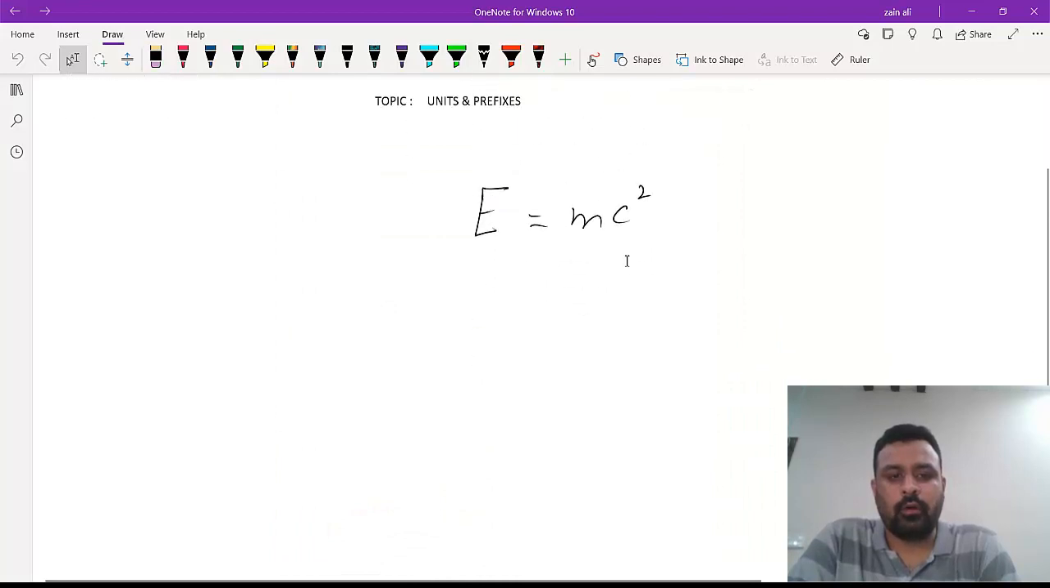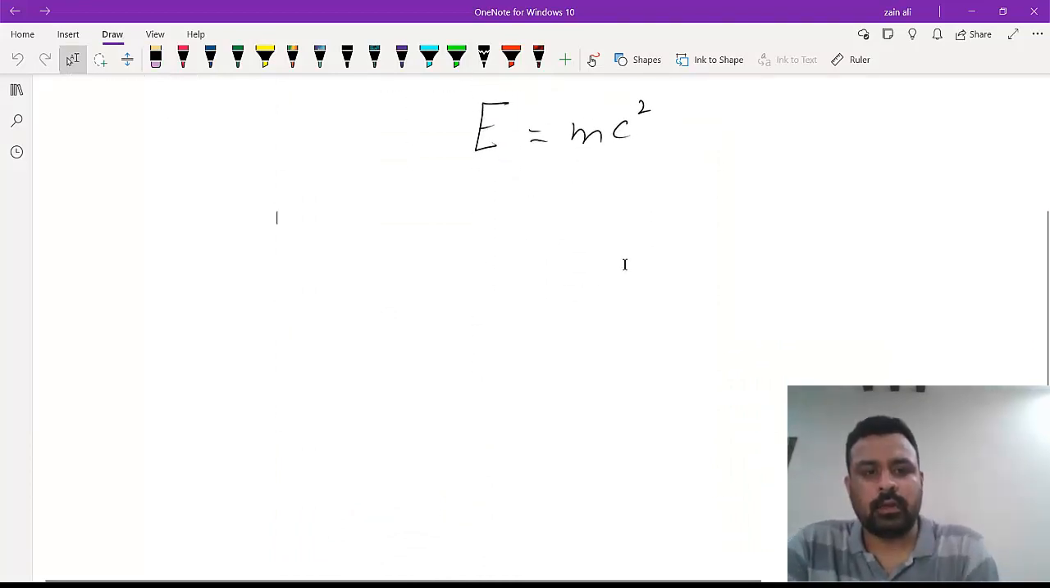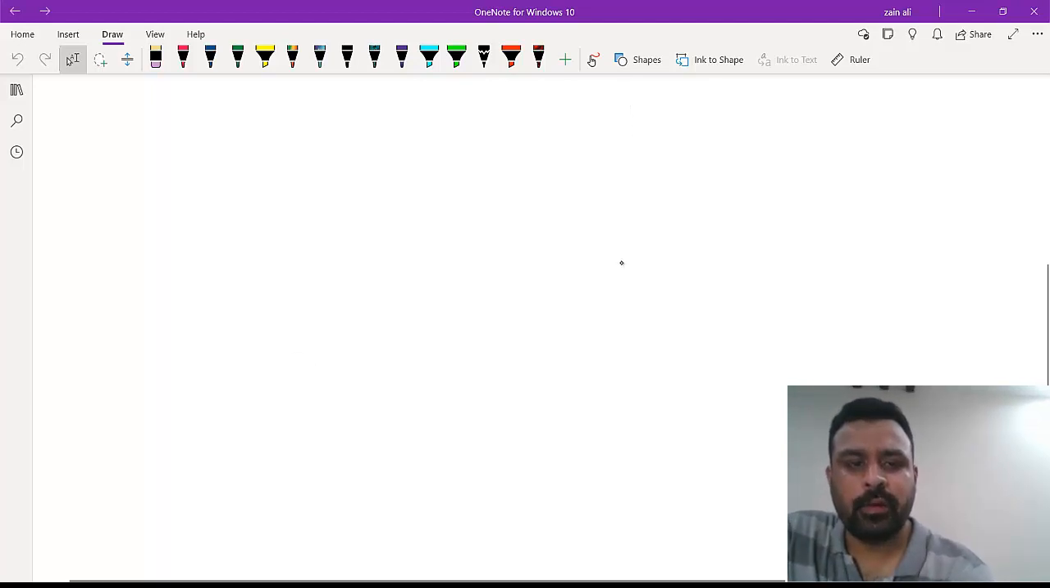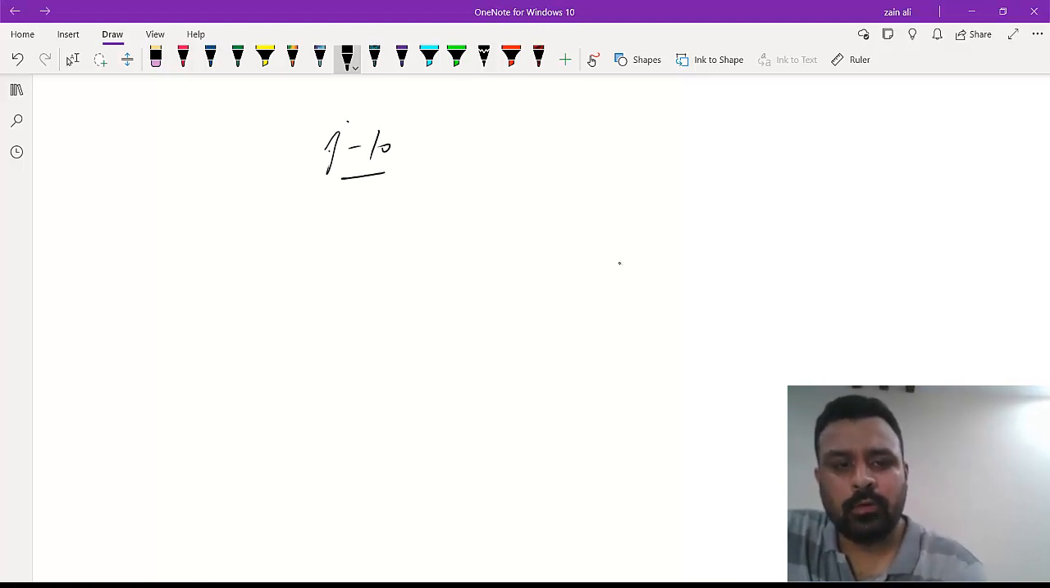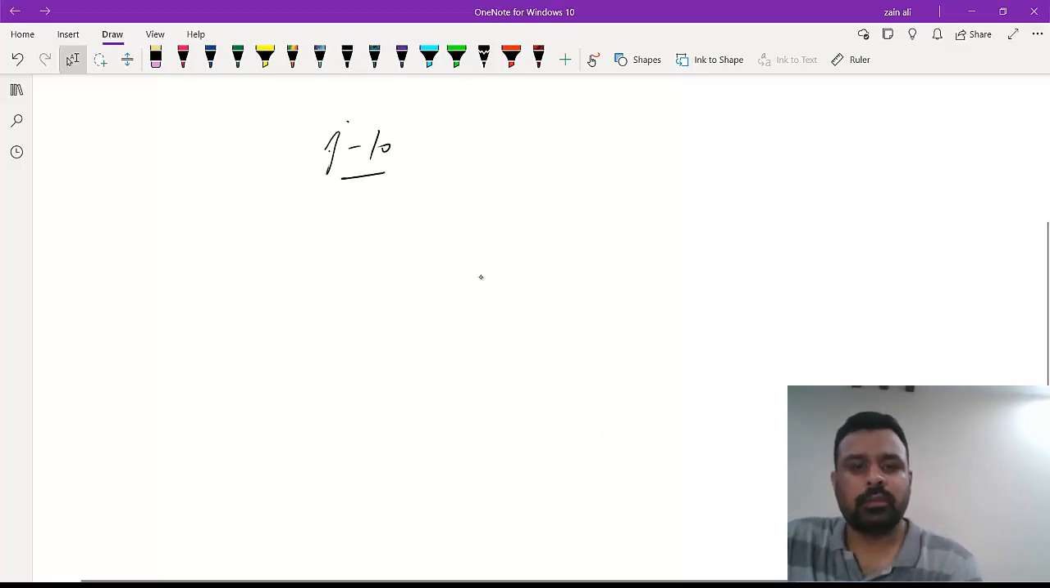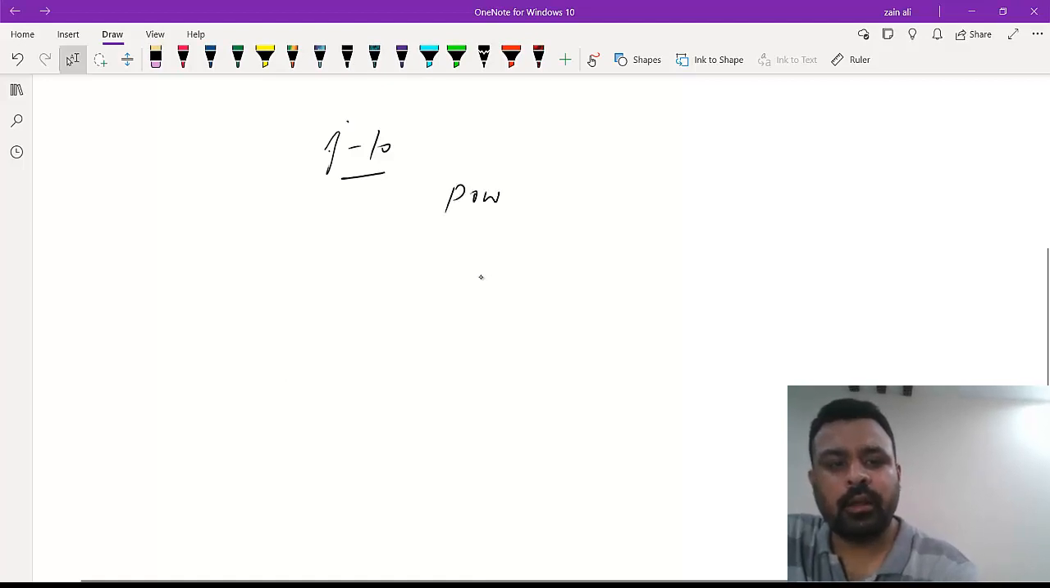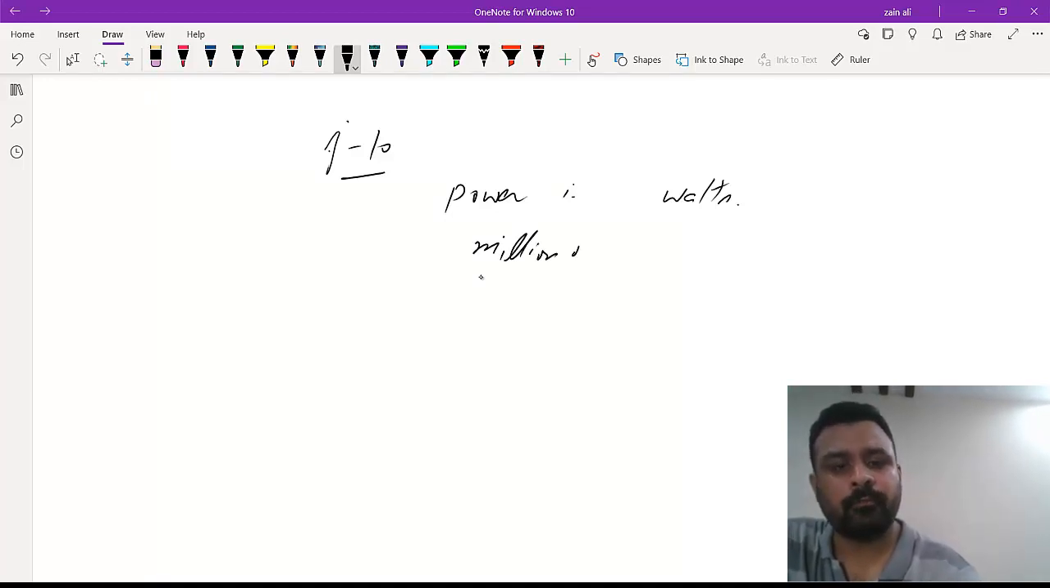So now I'm going to discuss an MCQ which was in the June 2010 paper. The question asked: power is measured in watts. Which of the following describes a million watts?